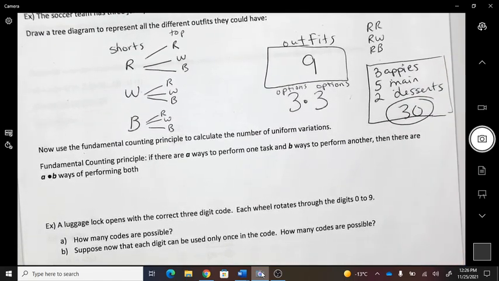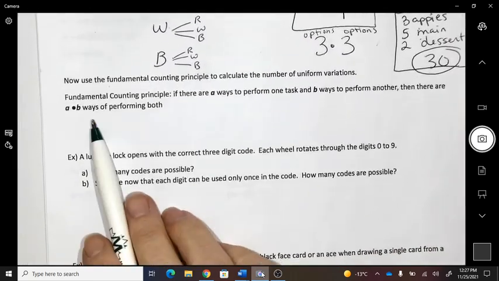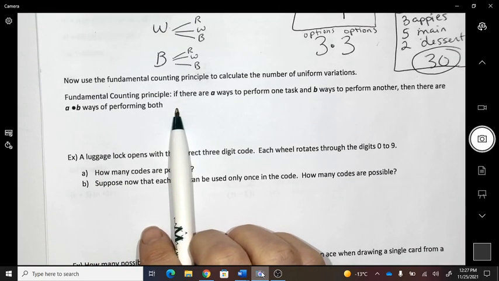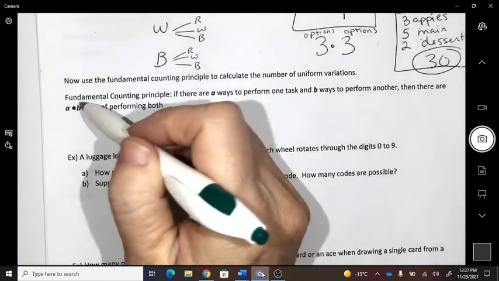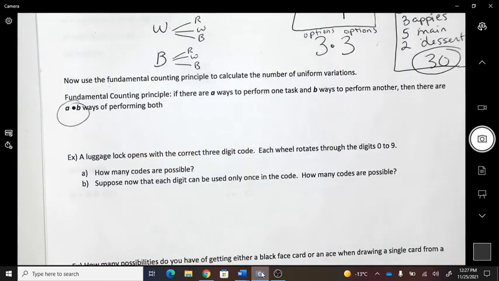There's 30. Let's say you could have wings with a lasagna meal with a cookie. You could have wings with a soup meal with a cake, right? Like you could have 30 different ways to make yourself a meal. Okay, so that's that concept. It's called a fundamental counting principle. If there's A ways to do one thing and B ways to do the other, then you just times them. Okay?